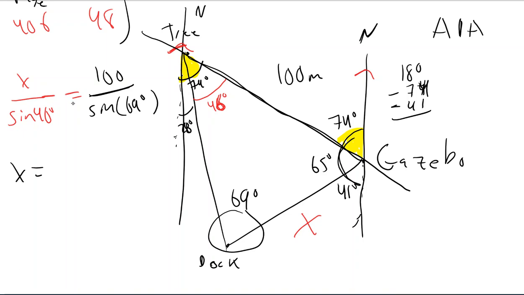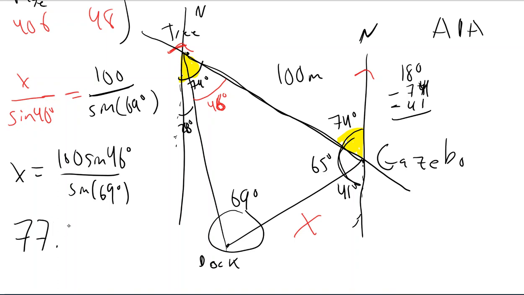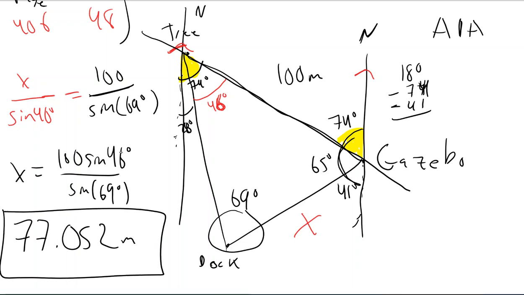X, the distance they're asking us to find, will be 100 sine of 46 degrees over the sine of 69 degrees. So it should just be a matter of plugging that in, making sure that the answer seems realistic. If it doesn't, you might check some parentheses. You might check to make sure that you're actually in degree mode. Since this is degrees and this is degrees, your calculator needs to be in degree mode. But it looks like it's about 77 meters. That's what I would expect it to be.